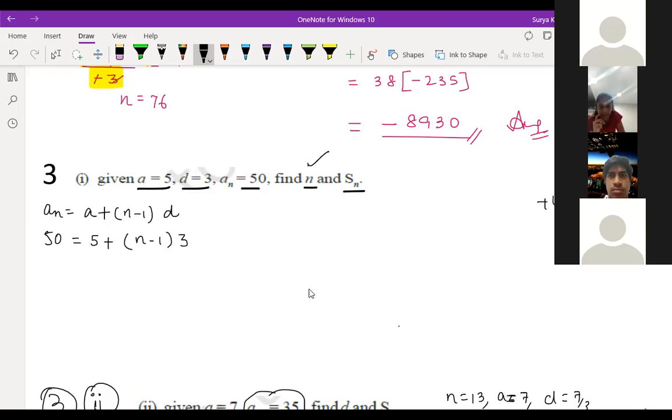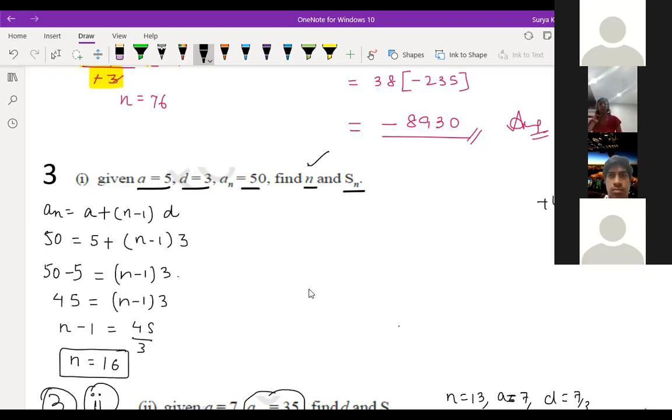Next step, what to do? 50 minus 5, sir. 50 minus 5 is equals to n minus 1 bracket 3. Okay, after this? 45 equals to n minus 1 bracket 3. Okay, after this? 45 divided by 3. So n is equals to 16, correct? Yes, sir. Okay, after this Sn.